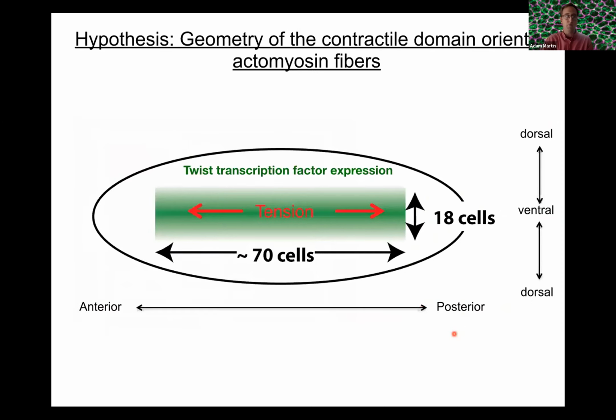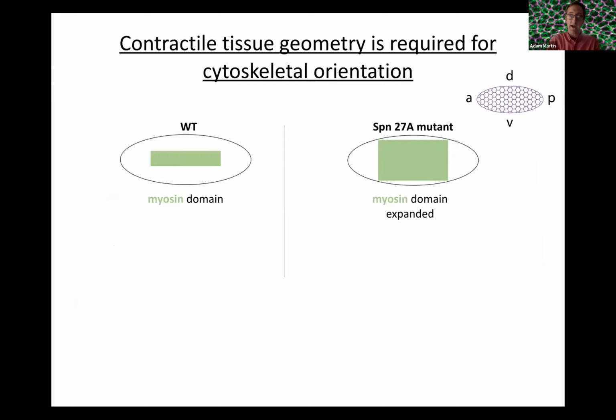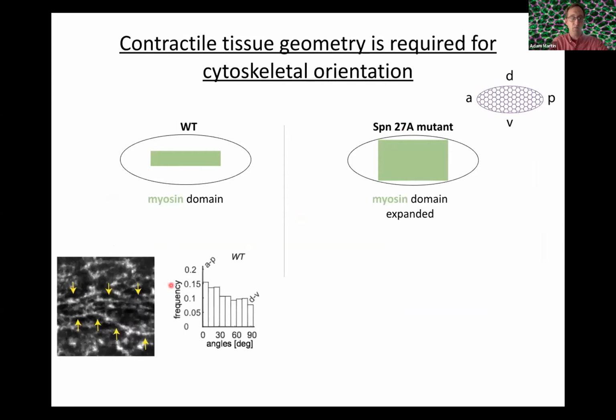And so what we then did was we wanted to test experimentally whether geometry affects the orientation of cytoskeletal structures. And what we did is to look at the organization of actomyosin in this knockdown where you have an expanded contractile domain. And I just want to remind you that in wild type, you have actomyosin fibers that are oriented with the axis of tension and are biased towards the anterior-posterior axis.